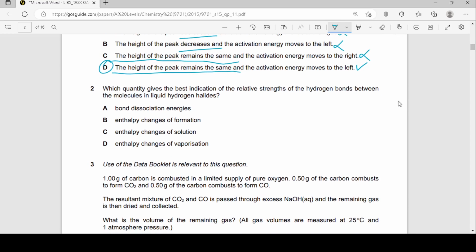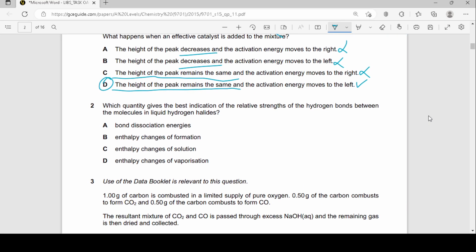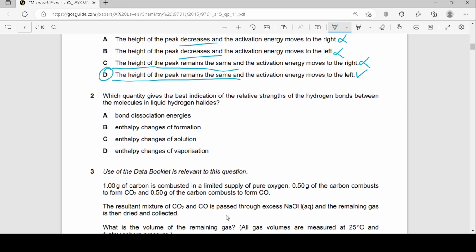Okay. So which quantity gives the best indication of the relative strengths of the hydrogen bonds between the molecules in liquid hydrogen halides? Okay, so you have HF, HCl, HBr, and then HI and HAt. Okay, so the relative strengths of the hydrogen bonds between the molecules in liquid hydrogen halides.